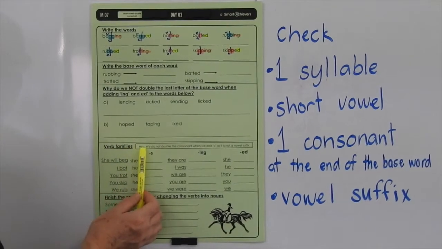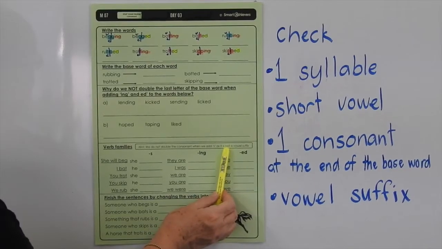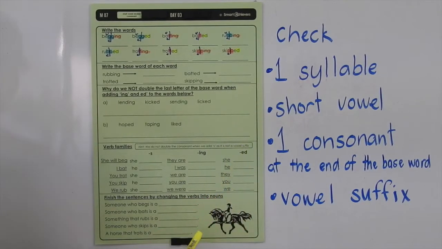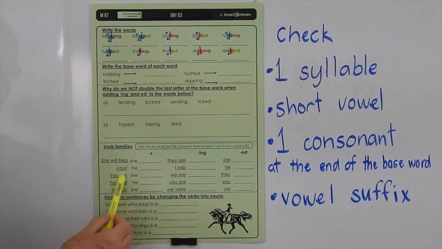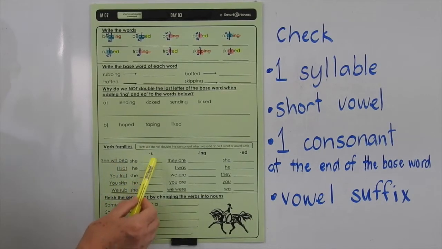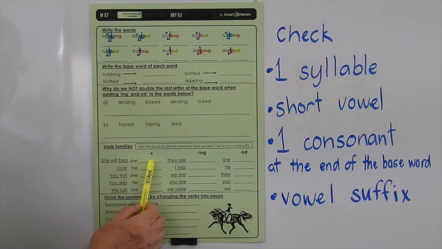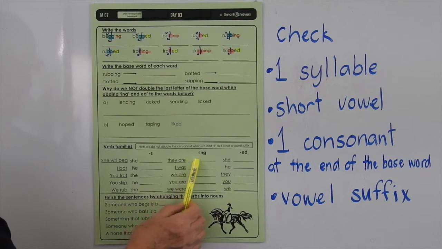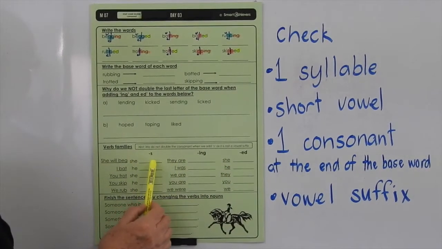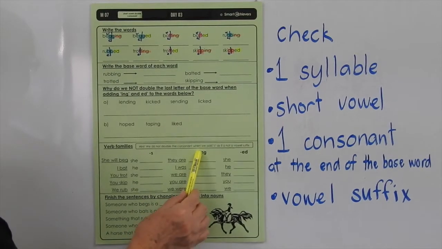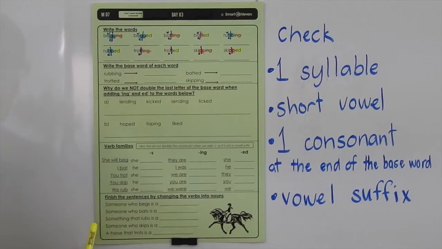Verb families. Hint, we do not double the consonant when adding s as it is not a vowel suffix. So whenever you're adding s to a base word verb, you're not doubling that last letter. She will beg, she begs. They are begging, she begged. So you'll have to work out not to double the last letter here. You will have to double it in these two here because we've discussed why up the top.